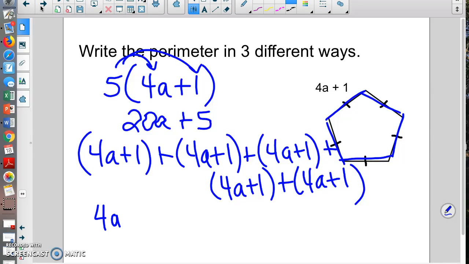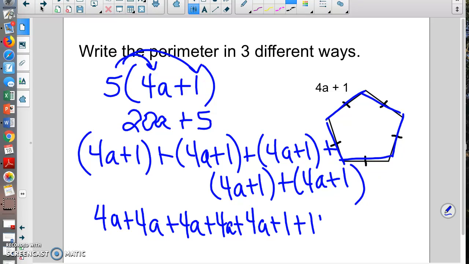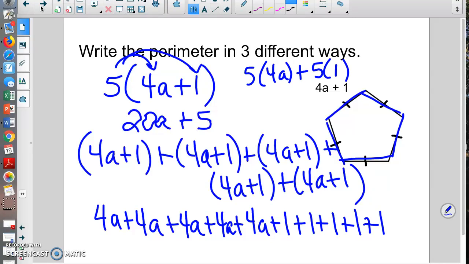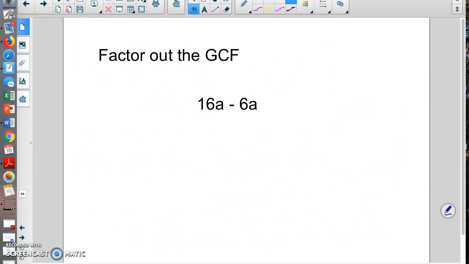Another way is putting all of your a's together. So we can put 5 4a's and then 5 1's. One more way we can do that is we could do 5 times 4a plus 5 times 1. Now remember, where we got the 5 from is because there are 5 sides. And so that meant that because we were adding all the sides together, we had to add them up to get the perimeter.